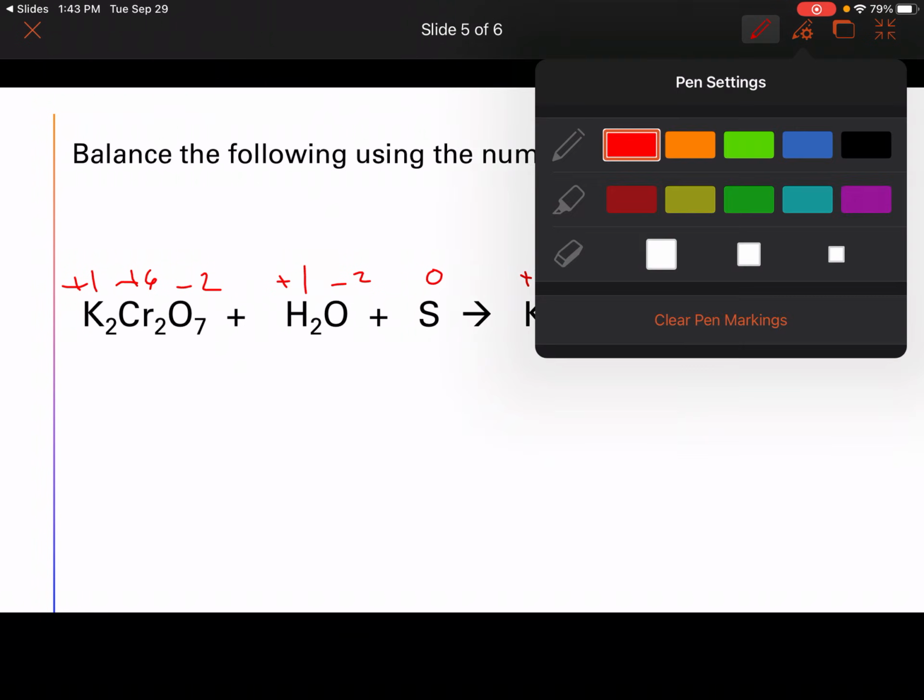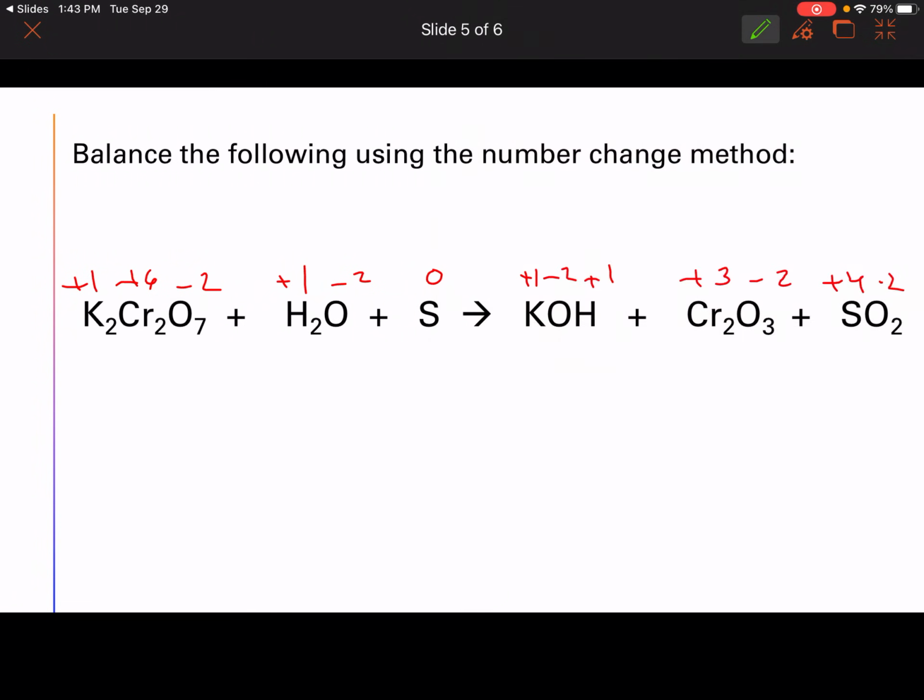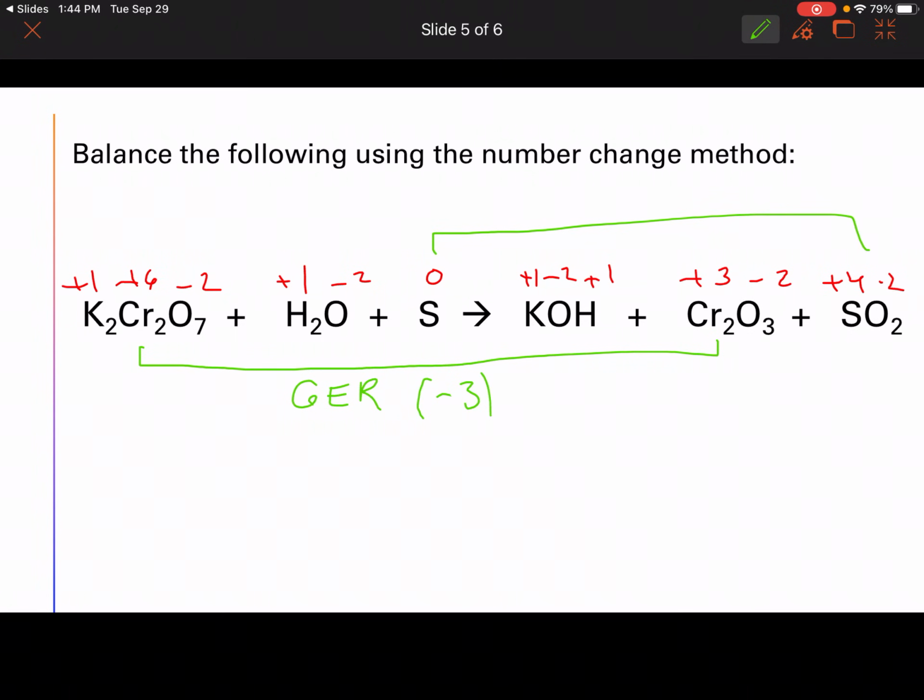Okay, so now looking at this, I've got all my oxidation numbers, and you will discover that the chromium changed. We went from plus 6 to plus 3. So it became more negative. So this is my GER, and that was by negative 3. And then the other thing that changed is the sulfur, right? So sulfur went from 0 to plus 4. So this is your LEO, and that was by 4.